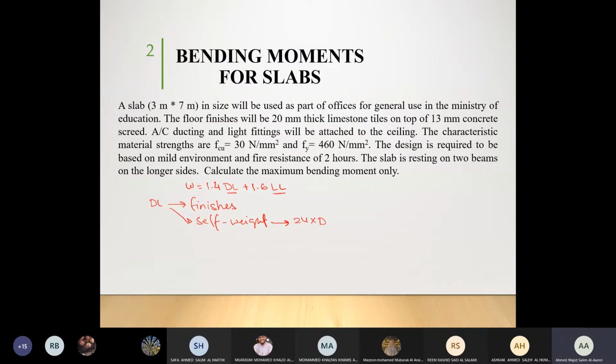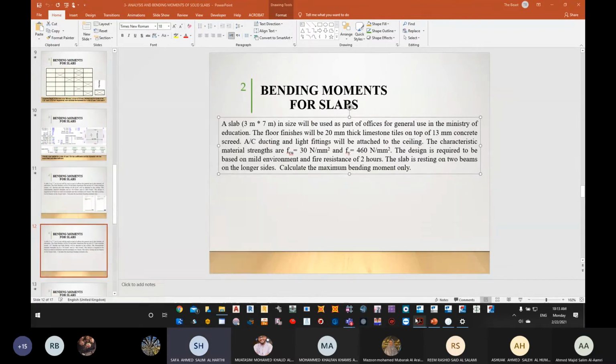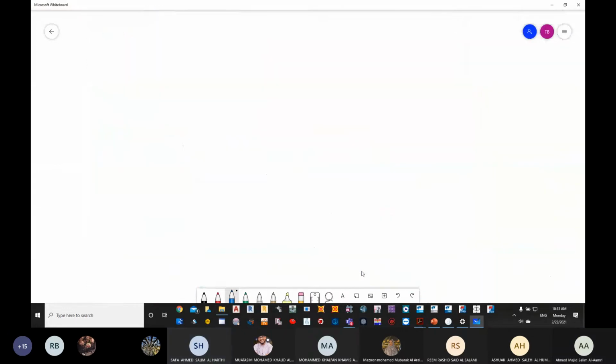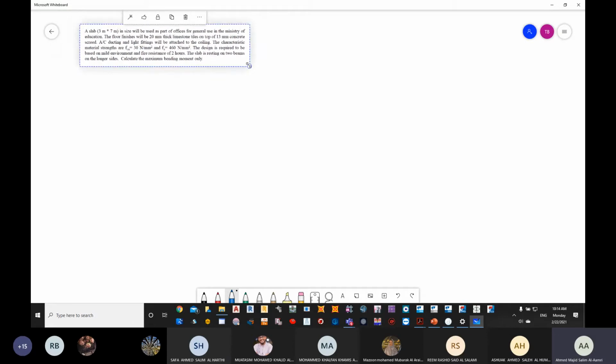Do you remember any equation that you have used for the calculation of the depth? Let me do one thing. Not sure about it. Let me just have the question here. I'll make it more organized.